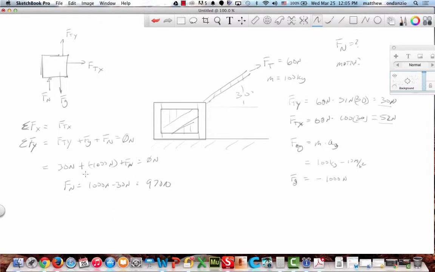Okay? Yes, because I have to. This is basic algebra, guys. You've got to get F_n by itself, which means you have to get rid of it from this side, but you have to do the same thing to both sides. So you have to add 1,000 to one side and add 1,000 to the other. Then you have to subtract 30 from one side and subtract 30 from the other. Add 1,000 minus 30.